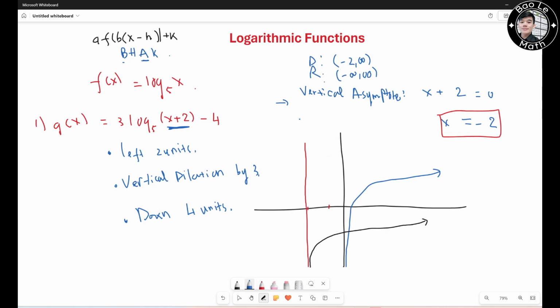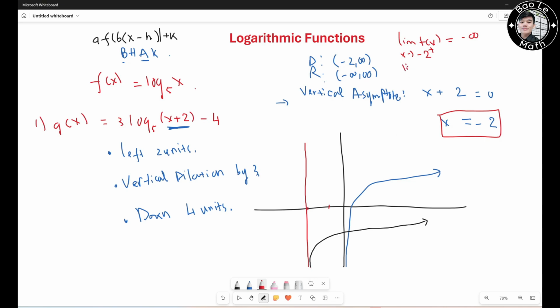Now, the left limit of the function f of s when s approaches negative 2 plus, right? Negative 2 from the right, right? So negative 2 plus is going to be negative infinity, right? Because the graph keeps going down.